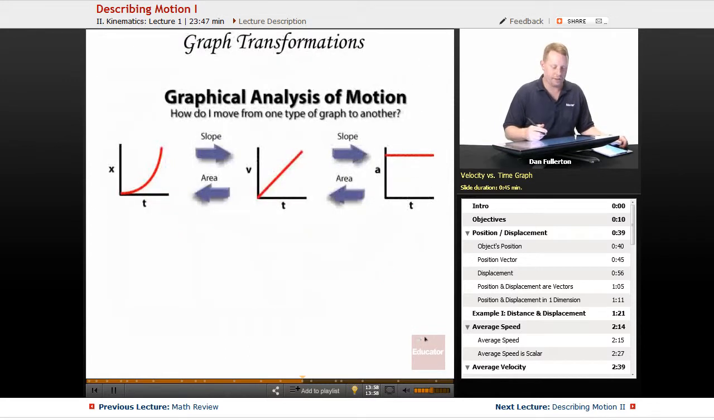We can also look at some graph transformations. If you have a position time graph, and you take the slope, you can get a velocity time graph. Take the slope of a velocity time graph, you can get an acceleration time graph. Or going the other way, start with the acceleration time graph. If you take the area under the graph, you get the change in velocity. If you have a velocity time graph and you take the area, the integral, you get the change in position. So you can go from one graph to another based on what you're trying to find using slopes and areas, derivatives and integrals.